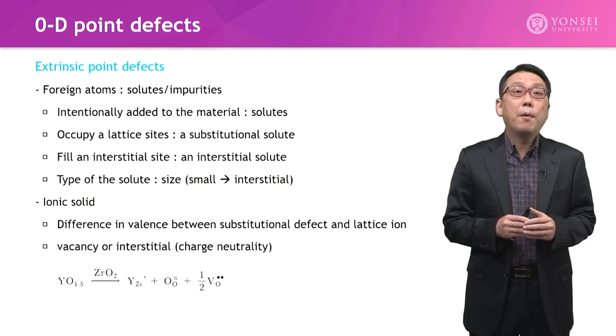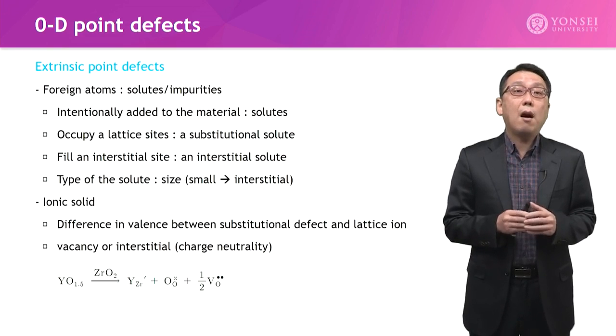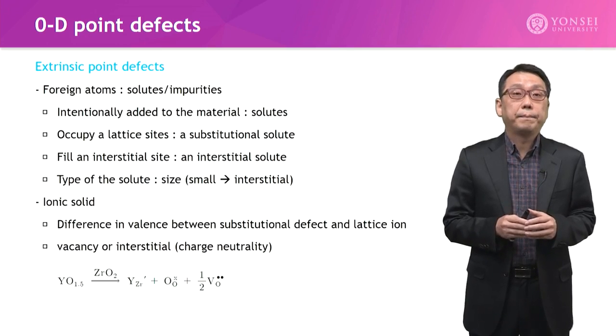The second type of point defects are extrinsic point defects. So they include foreign atoms such as solutes and impurities. Unlike intrinsic point defects, these are intentionally added to the material in order to engineer the physical properties of materials. If they occupy a lattice site, it is a substitutional solute. If they fill an interstitial site, it is an interstitial solute. And the type of solute can be determined by their size.